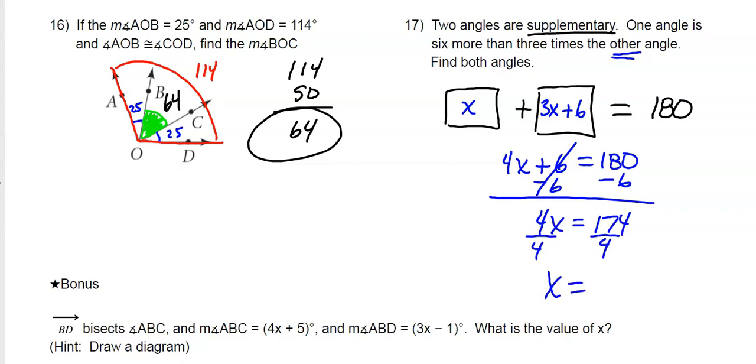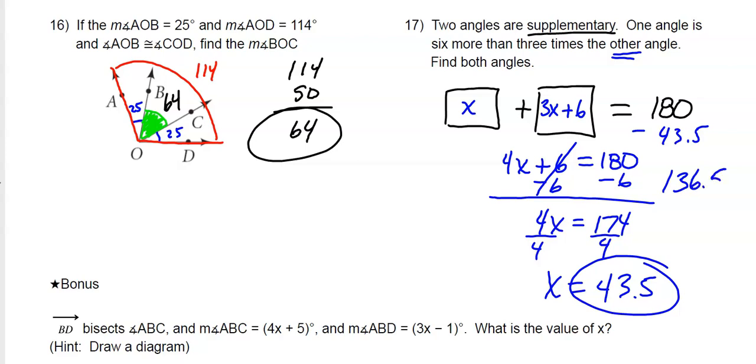And it looks like I'm going to get a decimal on this one, which kind of sucks. So 4 goes into 17 4 times. With 1 left over, that's 14. 4 goes into 14, 3. So it looks like 43 and a half, which is kind of weird. And then when I subtract from 180, 1 second, it comes out to be 136.5. So that one's kind of weird. The 2 angles weren't nice, friendly degrees. They ended up being decimals.